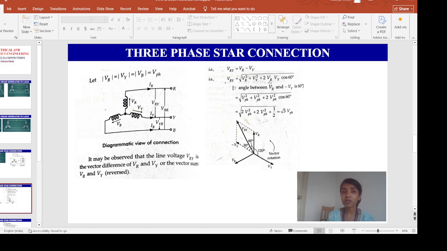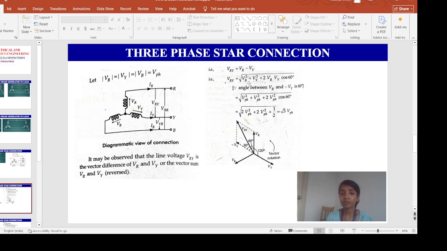So as per vector geometry, we know VRY will be root over of VR square plus VY square plus 2 VR VY into cos 60. Now, cos 60 is what? This 60 degrees is the angle between VR and minus VY.